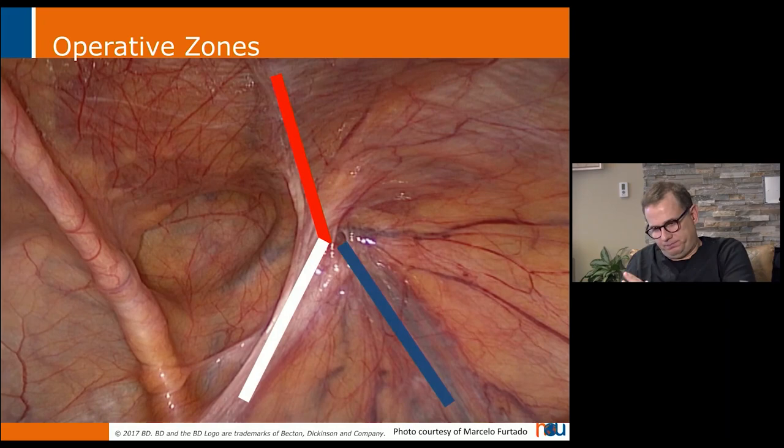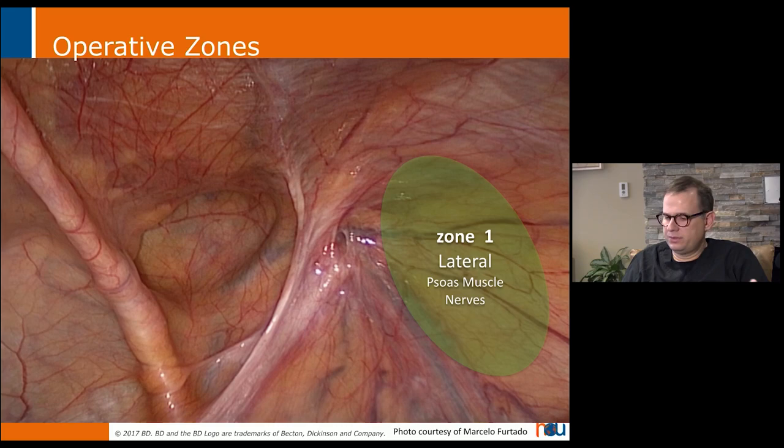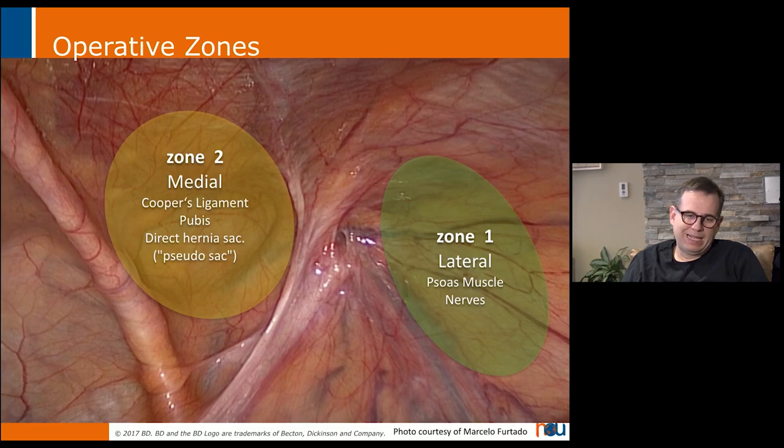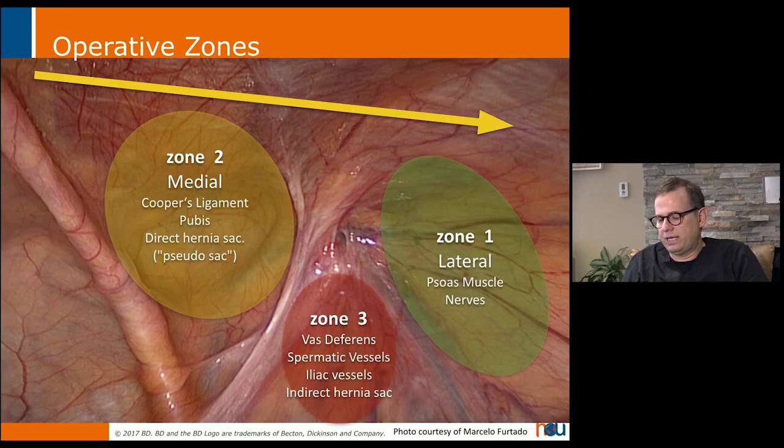With that division, the inverted Y, we have three main operative fields or zones. One will be the lateral, where we can find the nerves and psoas. One will be the medial, where we can find the bladder down and the Cooper's and the direct hernias. And the central zone, better saying, as we can find the elements of the cord and the big vessels, the big external iliac vein and artery. So with that idea, we can try to dissect everything that we need.